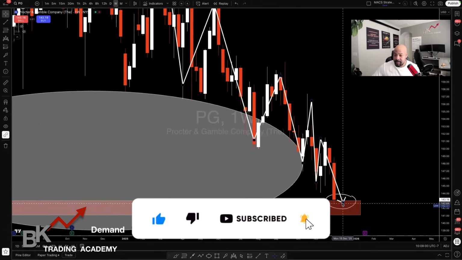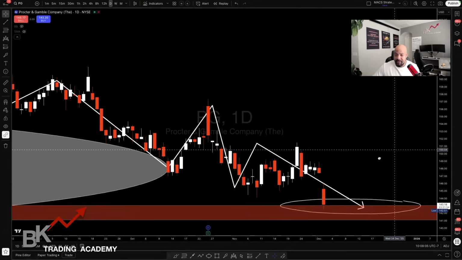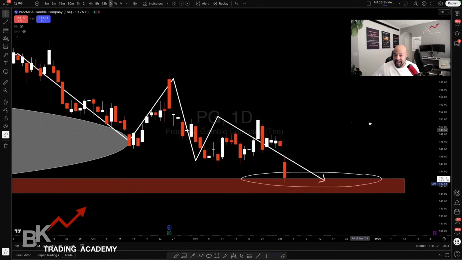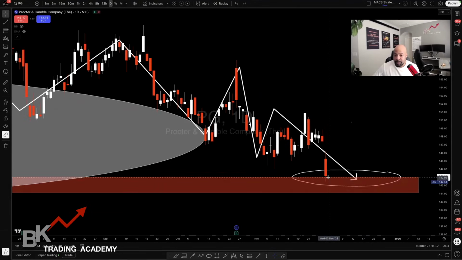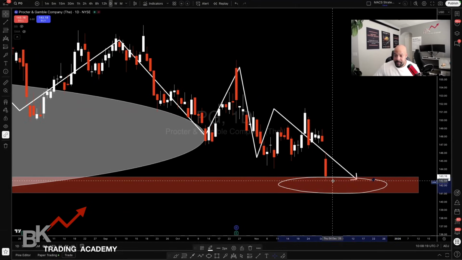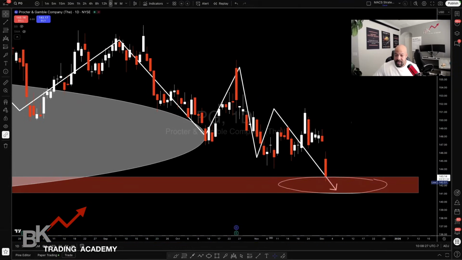Now that I know that I possibly want to buy here, now I can start drilling down. Now I'm on the daily time frame. You can see in my background, Procter & Gamble 1D, which is daily. We can see how sellers have stepped in right into our red zone. So anywhere within this red zone is free game. Okay, so if it drops a little further, I'm still good to go. But ultimately, I want to see a wick rejection where buyers come in.